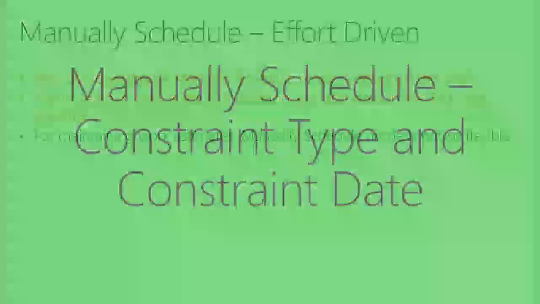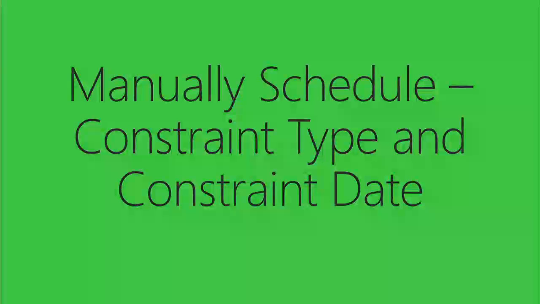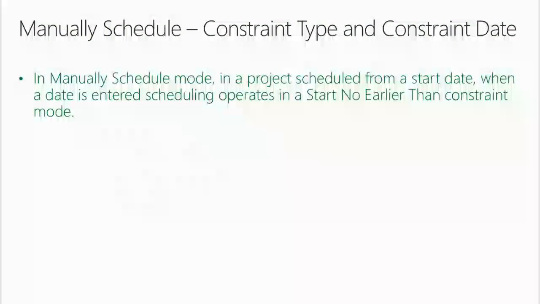Okay? All right, what about constraint type and constraint date? Now, you advanced users of Project, I'm really calling upon your 400 level knowledge now to stick with me. If anybody's confused as I go through this, I'd be happy to sit down with you afterwards. Here we go. In manually scheduled mode, in a project scheduled from a start date, when a date is entered, scheduling operates in a start no earlier than constraint mode.